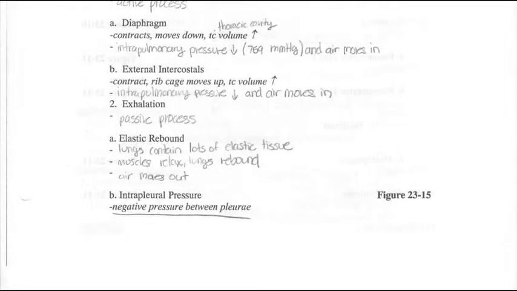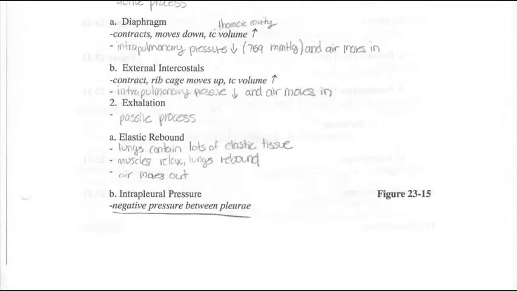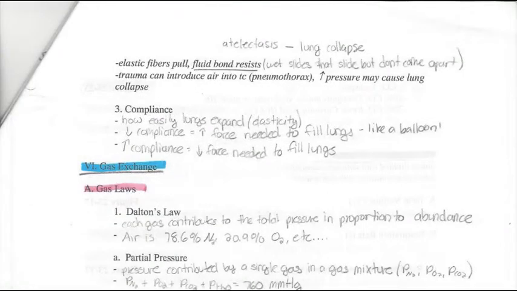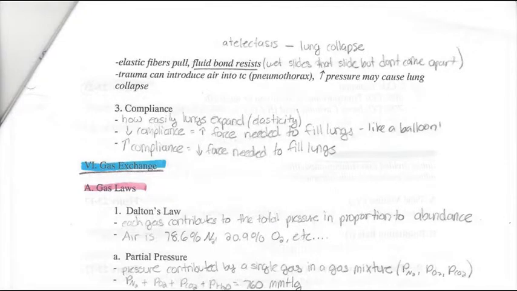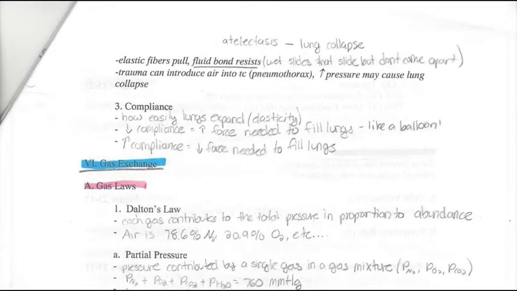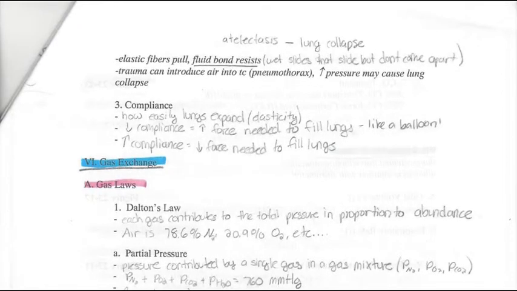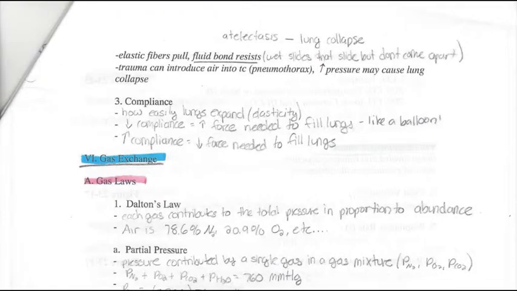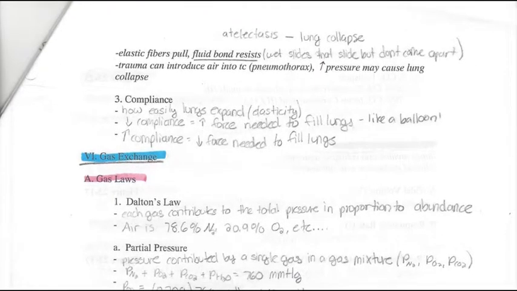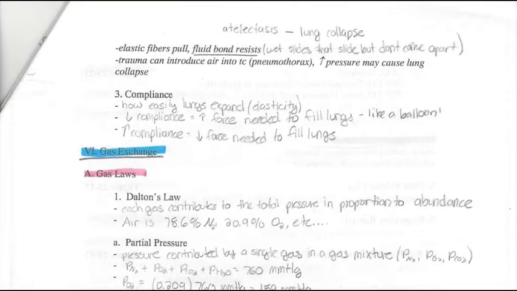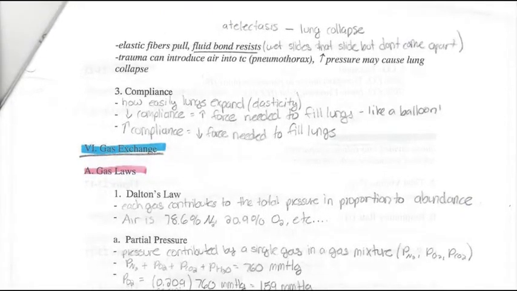B. Intrapleural pressure. This is negative pressure between the pleurae. Elastic fibers pull, fluid bond resists. This wets the sides so they can slide, but they don't come apart. Trauma can introduce air into the thoracic cavity. This is called pneumothorax. An increase in pressure may cause lung collapse. The word for lung collapse is atelectasis.